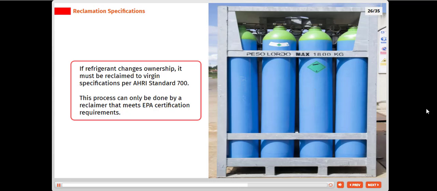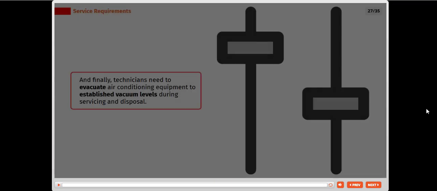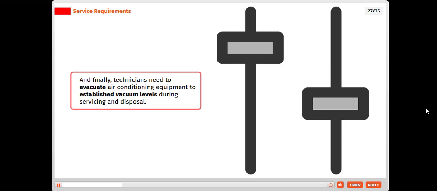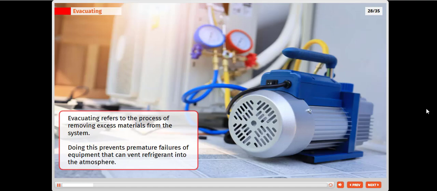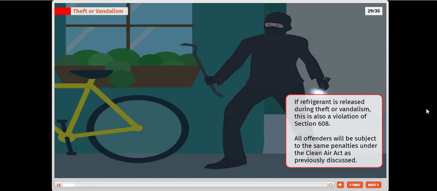And finally, technicians need to evacuate air conditioning equipment to established vacuum levels during servicing and disposal. Evacuating refers to the process of removing excess materials from the system. Doing this prevents premature failures of equipment that can vent refrigerant into the atmosphere. If refrigerant is released during theft or vandalism, this is also a violation of Section 608. All offenders will be subject to the same penalties under the Clean Air Act as previously discussed.